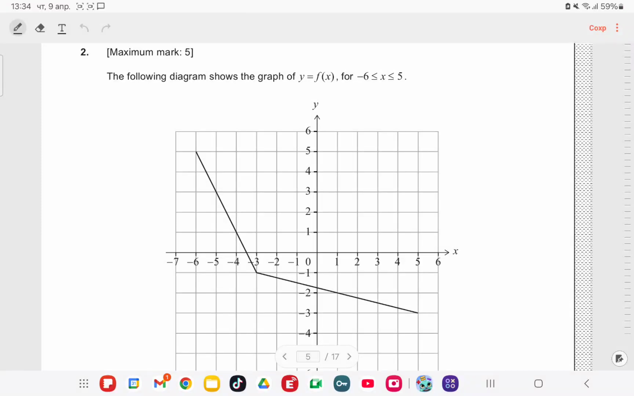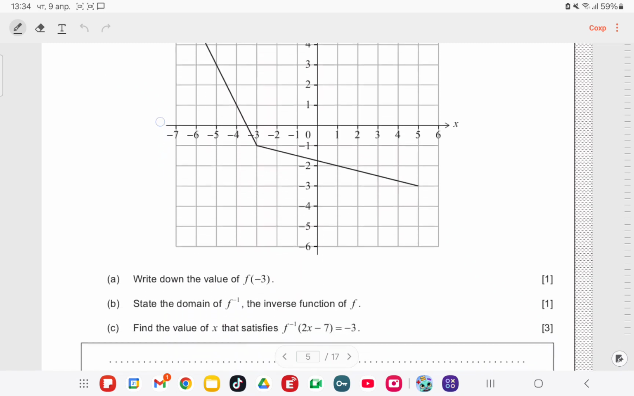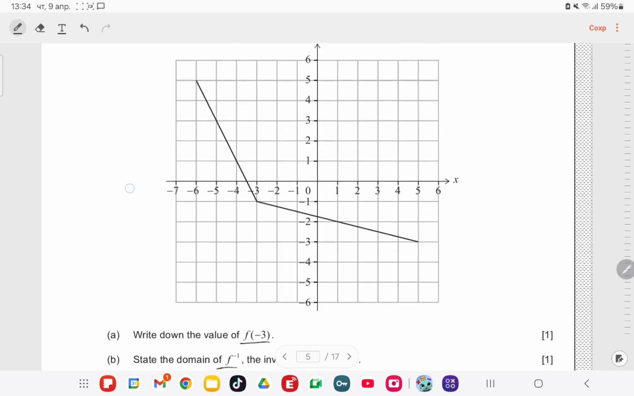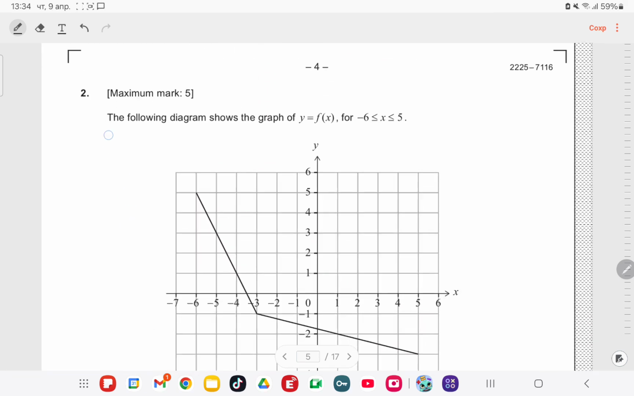Hello students, this is question 2 of paper 2025 time zone 3 AAHL paper 1. 5 marks total. So this question is definitely about the function and some transformation. Let's make observation of this question. So we have to find the value. It's 1 mark for state the domain of inverse function, and the last mark of finding x in such expression. So let's solve it and see how it works.